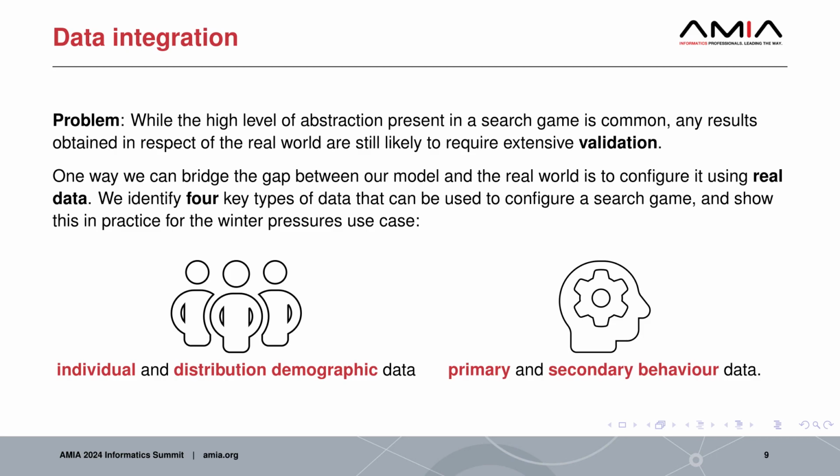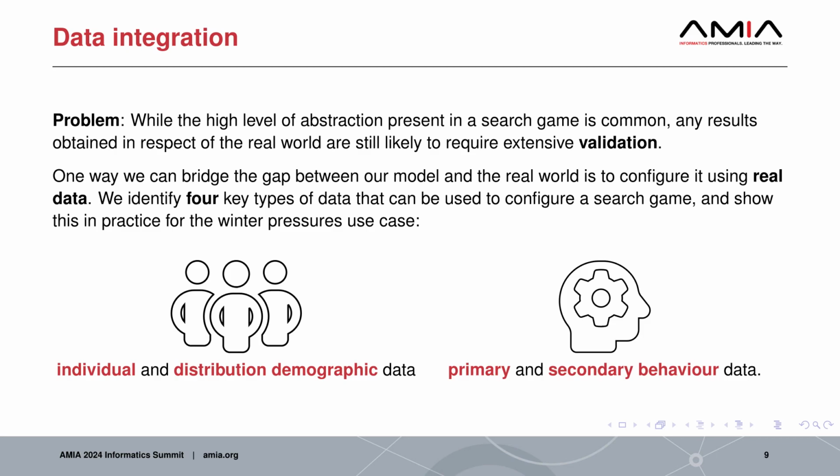One natural way to bridge this gap is to actually bring real data from the world into our model and thus attempt to reduce the validation required for any insight that we gain. And this is really the crux of our work here. What we've identified is 4 key types of data that can be used to configure a search game and thus allow us to more closely model the winter pressures use case and almost provide a level of pre-validation to the results that we get.